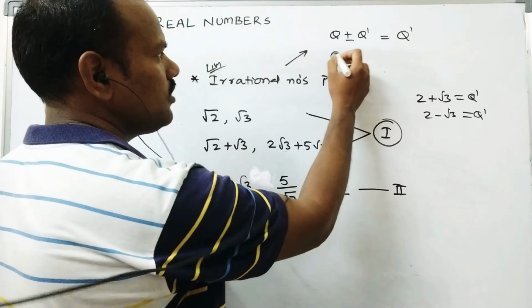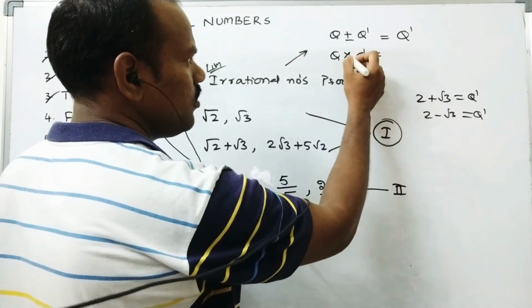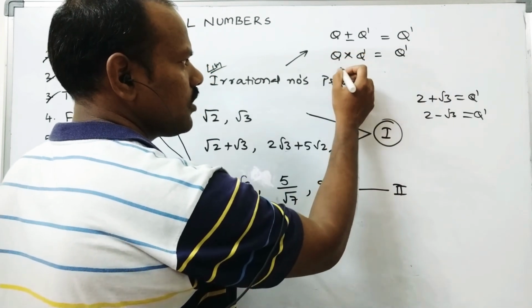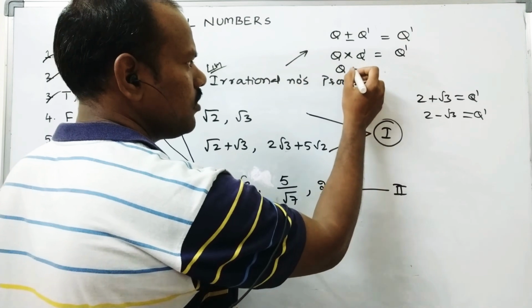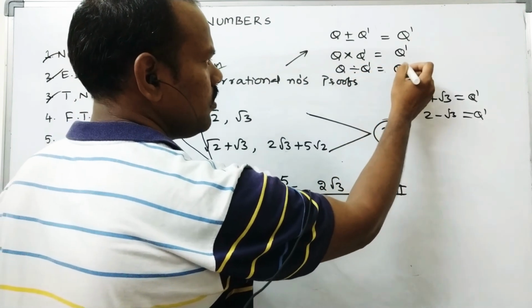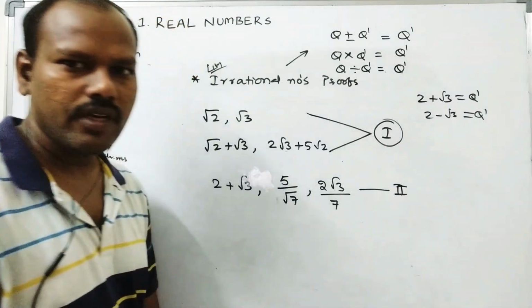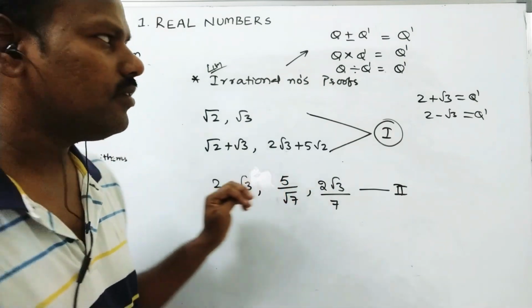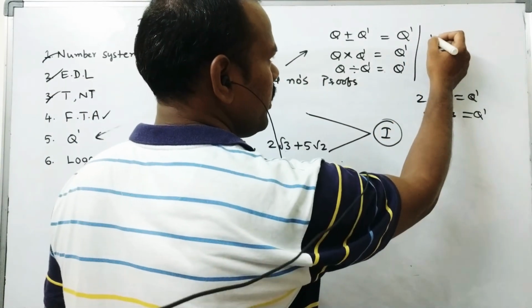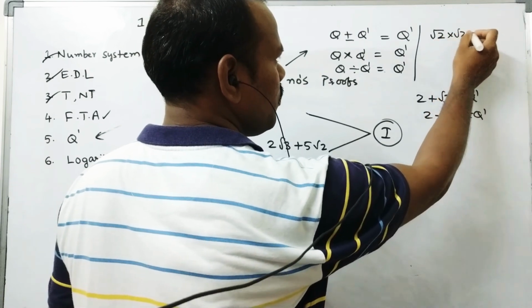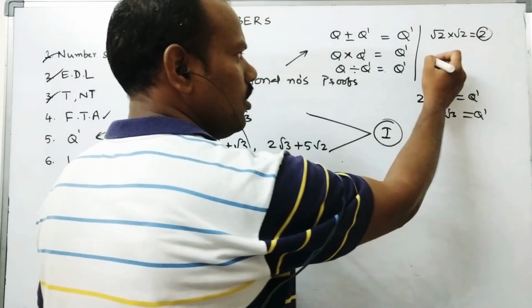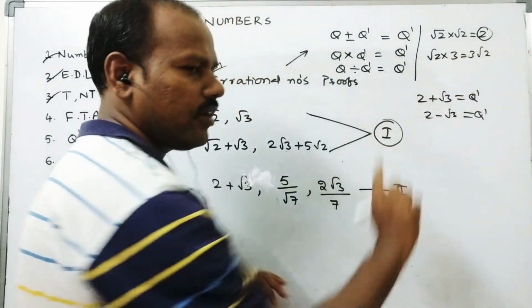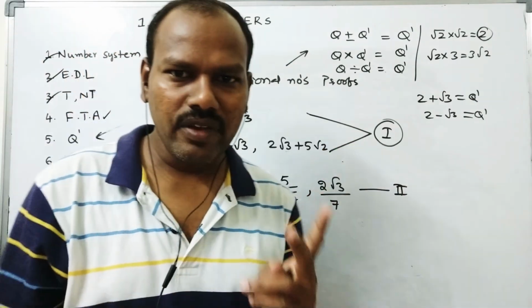Whereas q into q dash, okay, q into q dash is also irrational only, and q divided by q dash is also irrational only. But if you take the combination of two irrational numbers, that can be rational or irrational. That is the only problematic case here. If you take two irrational numbers, root 2 into root 2 product is equal to 2, again a rational number. So root 2 into 3 equal to 3 root 2, again irrational. So rational, irrational. The problem begins only when you take two irrational numbers.